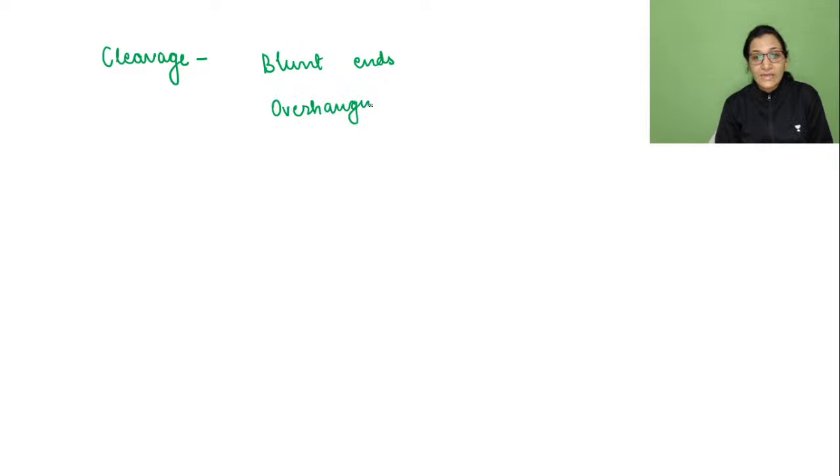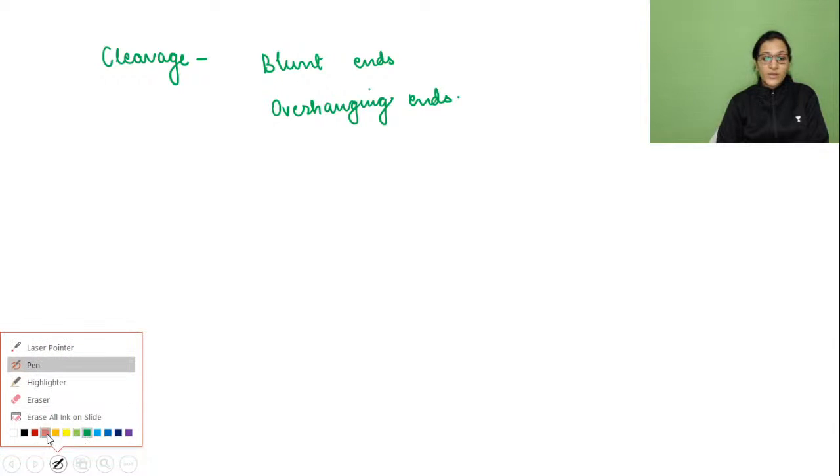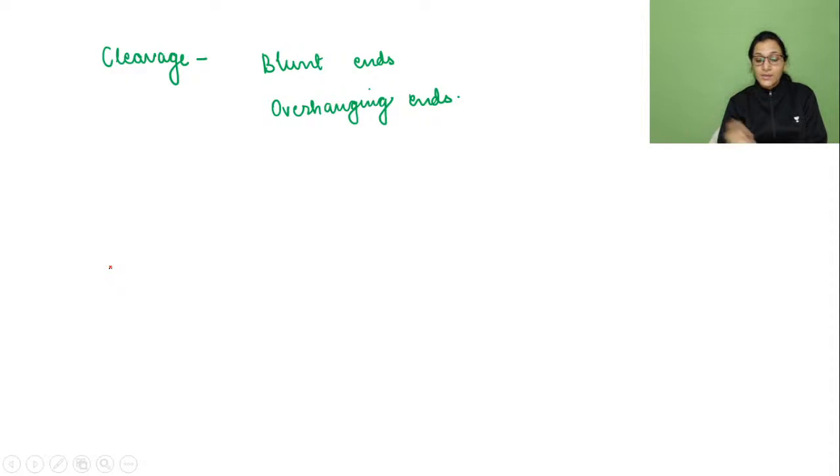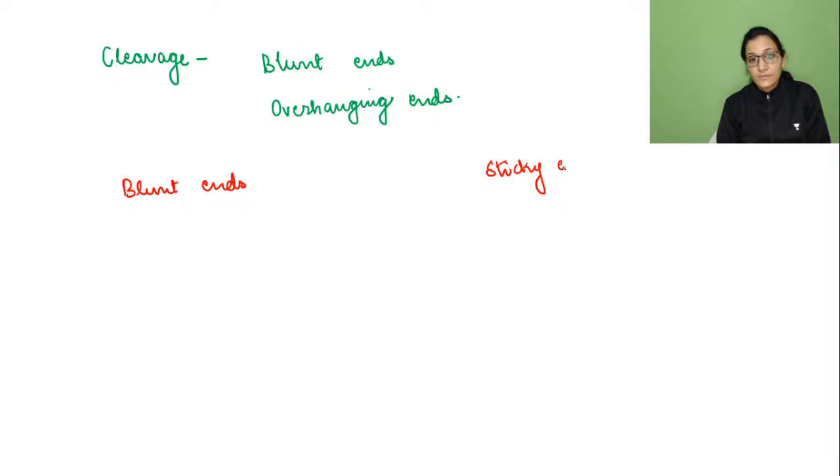Now talking a little bit about cleavage. Cleavage can be in 2 forms, that is blunt ends or overhanging ends. When we are saying blunt ends, it is very simple that there would be no hanging. We'll see both with an example so that it is very clear without any confusion. Let us first see the blunt ends, how they look, and then overhanging ends or sticky ends.